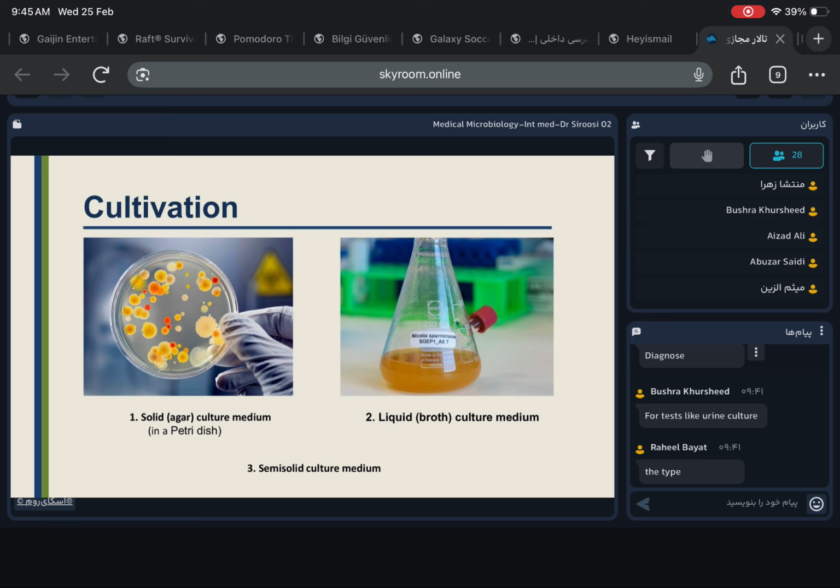And in liquid culture medium or broth culture medium, there is no agar. And in semi-solid culture medium, there is agar, but the concentration of agar is less than solid culture medium. So basically, we have three types of culture media when it comes to the nature of culture media.